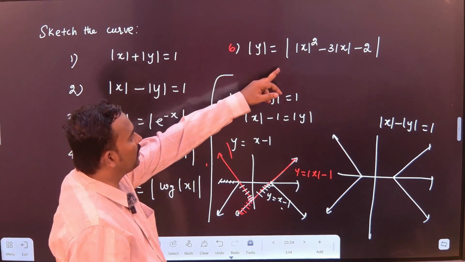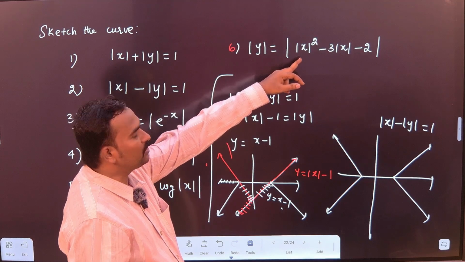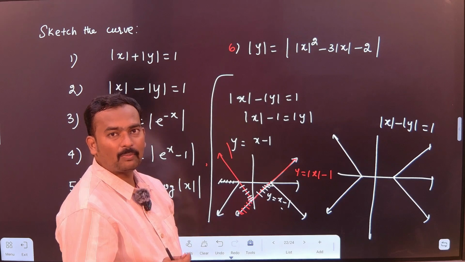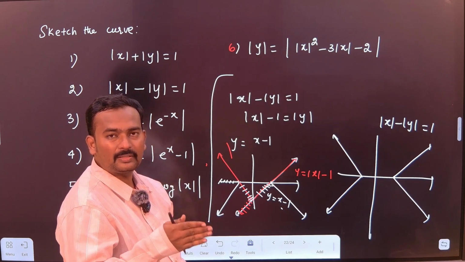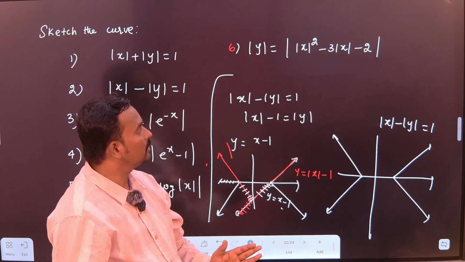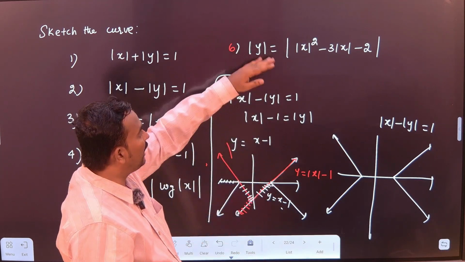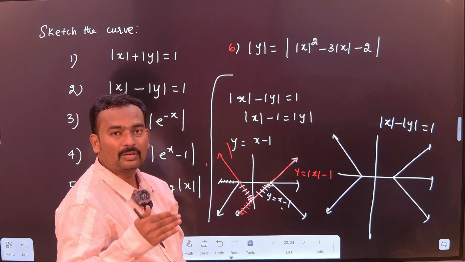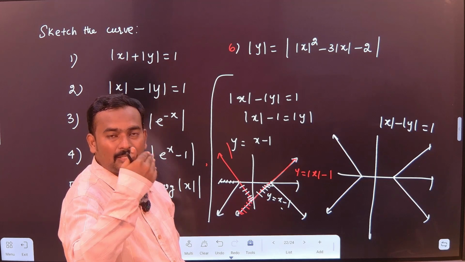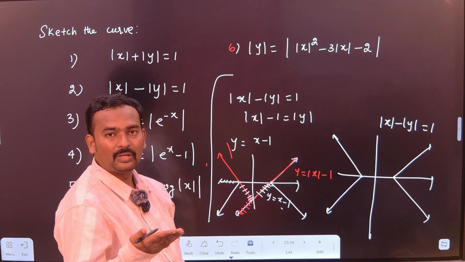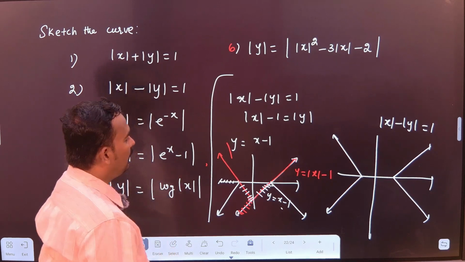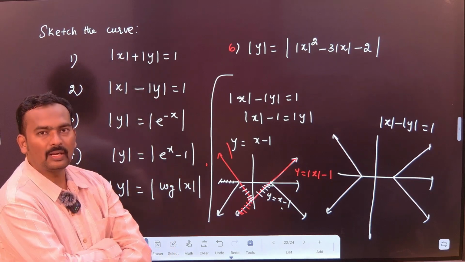In the same way, the sixth question, you can see how to draw this graph. First you take a reference graph x square minus 3x minus 2, and then you replace x by mod x. Whatever the left side portion is there, remove it, take the image of the right side portion with respect to the y-axis, and then apply mod. Then whatever it is, take mod y. Mod y's job is what? Whatever is below the x-axis, remove it, and whatever is above, that is positive y values, take the image of that with respect to the x-axis. Clear? I hope everyone understands.